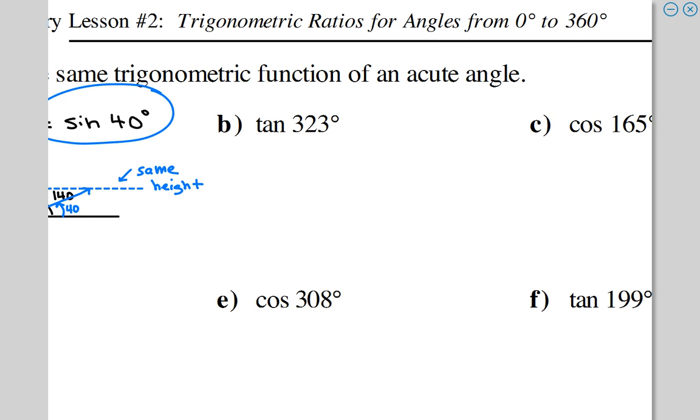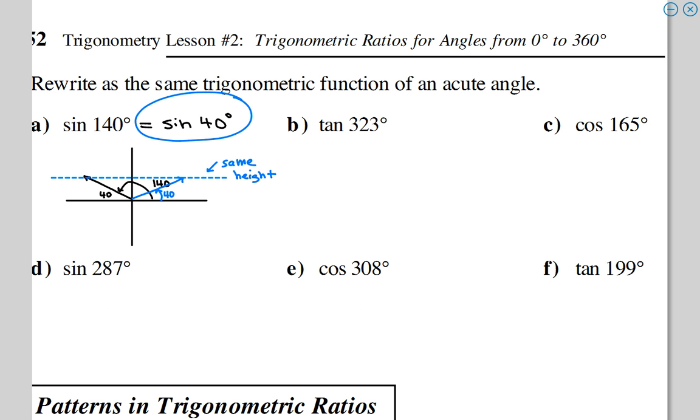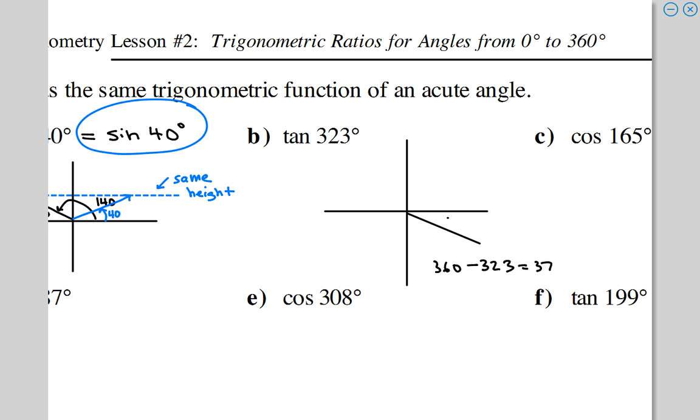Let's try another one. Tan of 323. Where's 323? Quad 4. And again, the bow tie is here to help you if you forget. Reference, 180 minus reference, 180 plus reference, and 360 minus reference. And it's the same for the rotation. So just go 360 minus 323, and you get 37. So 37.